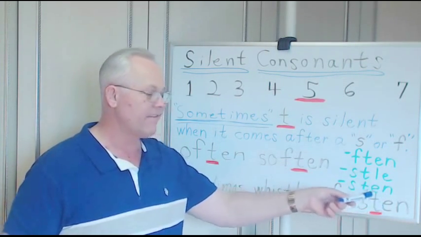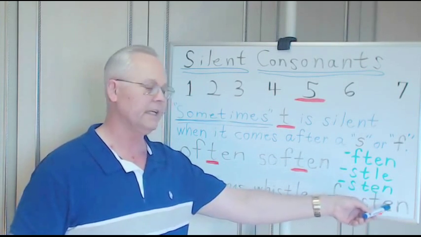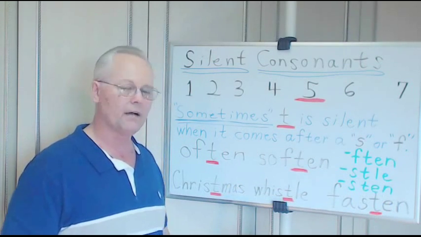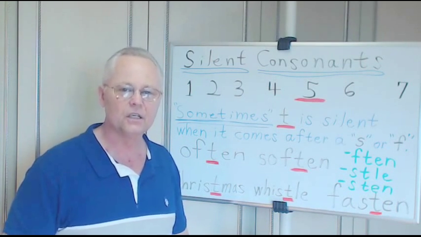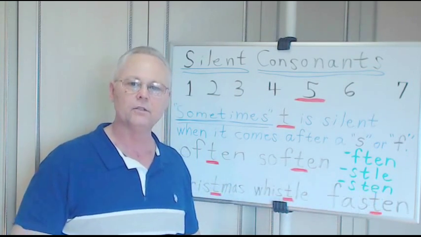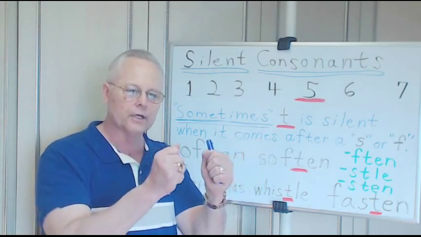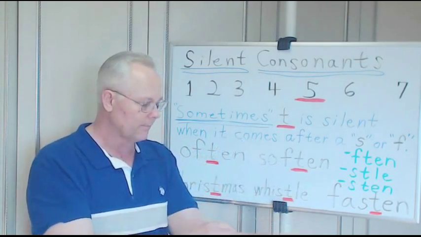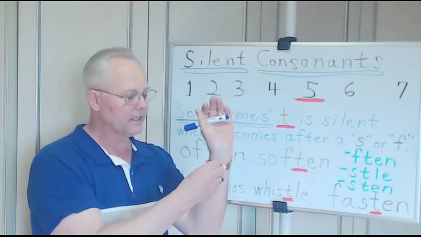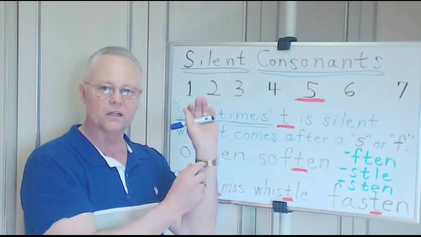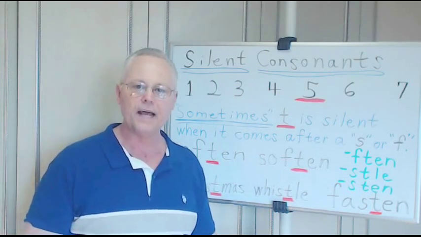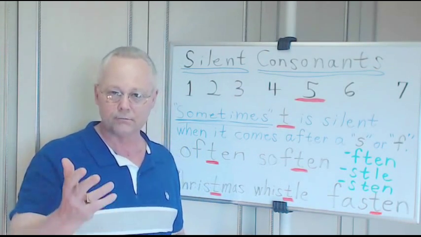Here we go, we have fasten. Now we have S-T-E-N. If we took off the E-N, we'd have fast, and we pronounce the T, fast. Now we have fasten. To fasten something is like to secure it, to hold it so it can't go anywhere. Like my watch is fastened to my wrist by this little device right here, this little buckle, right? Little catch. Fasten. You may have to fasten your dog to a leash, right?